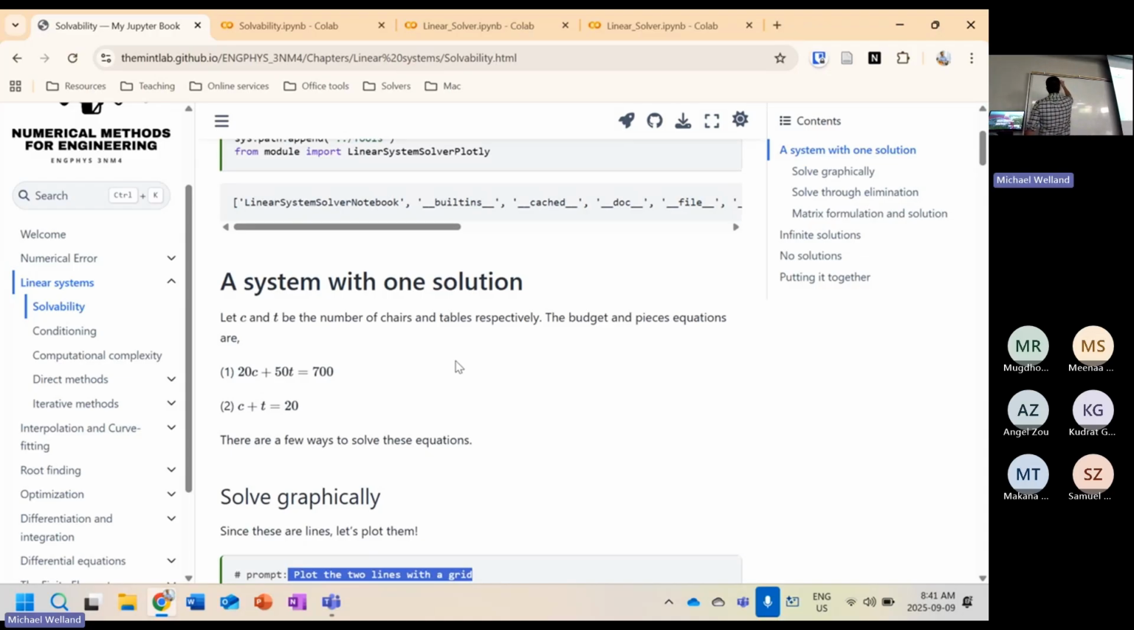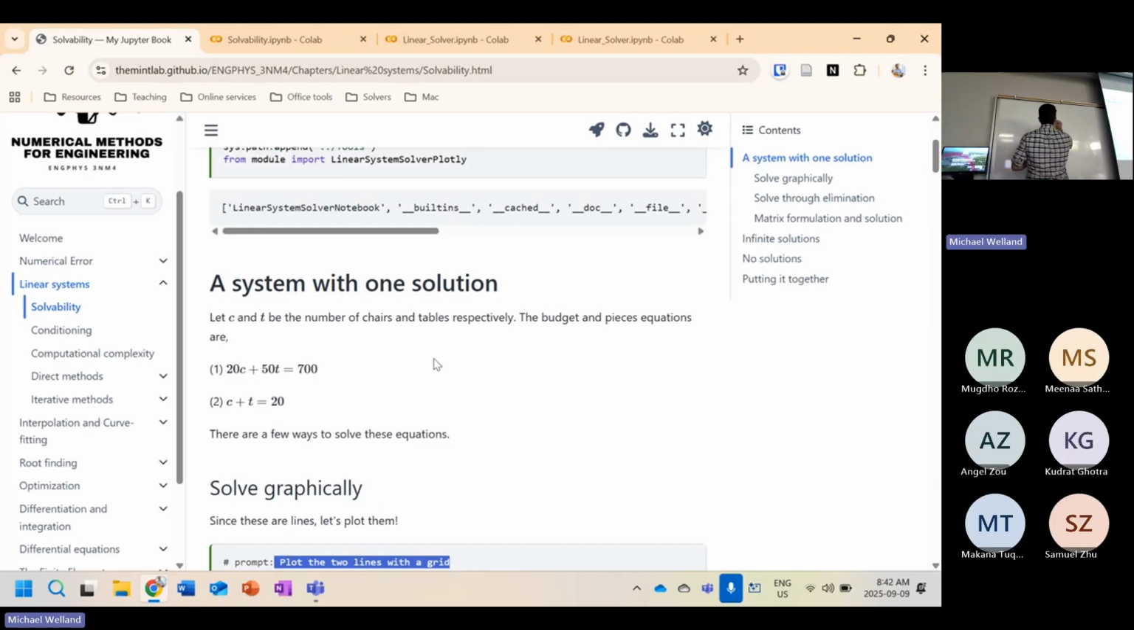Okay, we've got 20C plus 50T is equal to 700. C plus T is equal to 20. You multiply this entire equation by 20, which you can always do. You can always just take an equation and just multiply it directly, right? No problem. Okay, and what you get is 20C plus 20T is equal to 400, right? University math, it's good. This guy minus this guy.